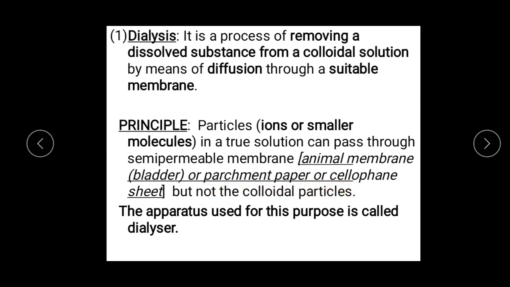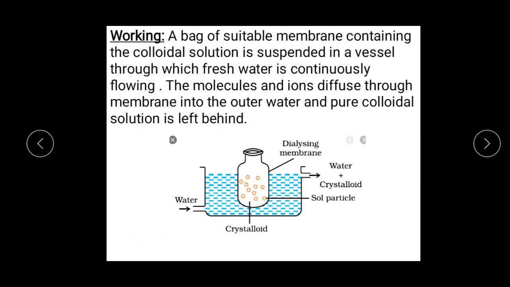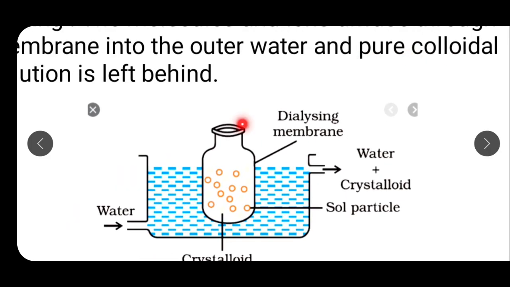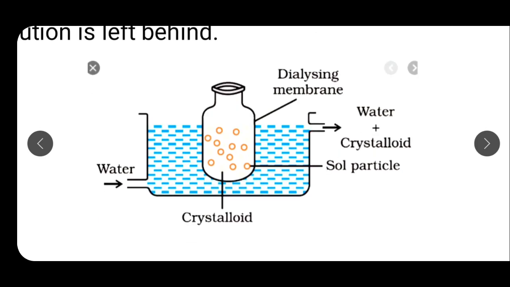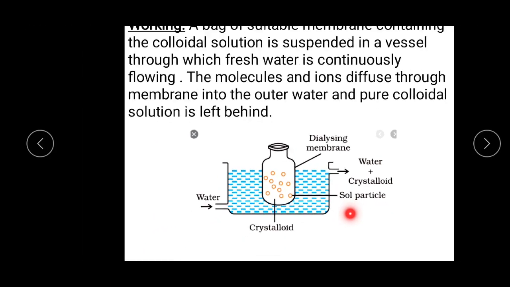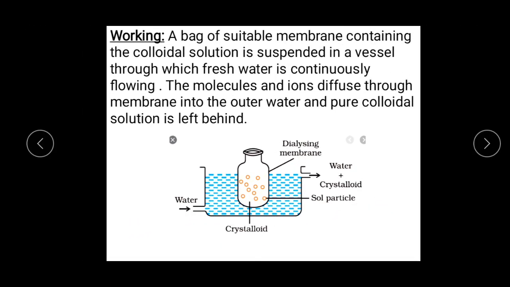Now we'll see the apparatus used, which is known as dialyzer. Now this is a dialyzer. You can see the dialyzing membrane is there, and we have kept the colloid in it, and water is kept in a trough which is flowing through. So what will happen? The colloids will remain here and the impurities will pass out into the water. That is how this method is taking place. So the molecules and ions diffuse through the membrane into the outer water and pure colloidal solution is left behind.